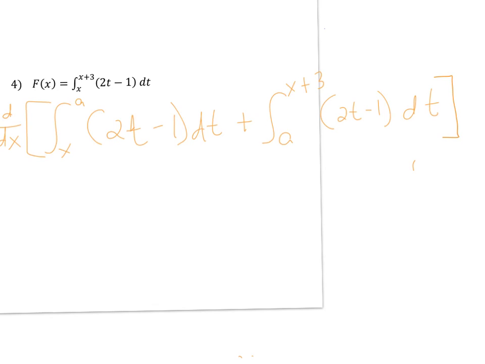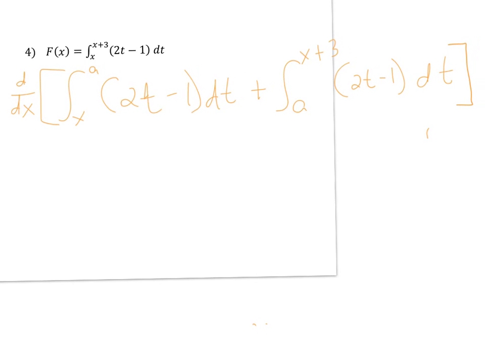Okay, so what we've done here is we have broken this up so that we have the integral from x to a and the integral from a to x plus 3. So together, that's going to make the whole integral from x to x plus 3. We're just using some value a as kind of the stopping point in between. So, a couple of things we can do with this.